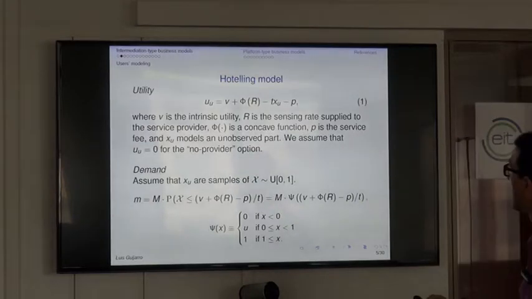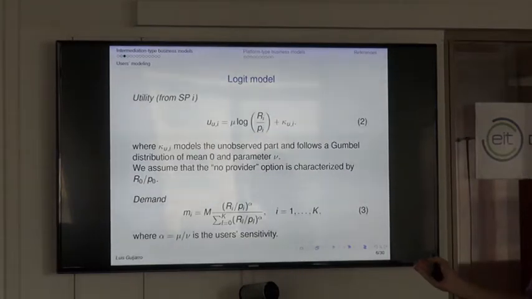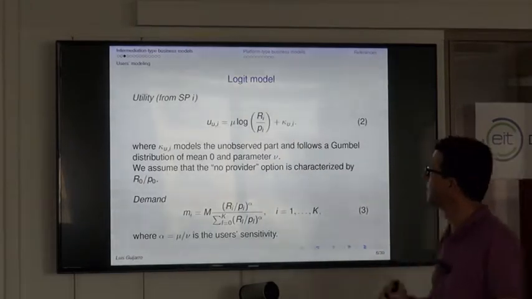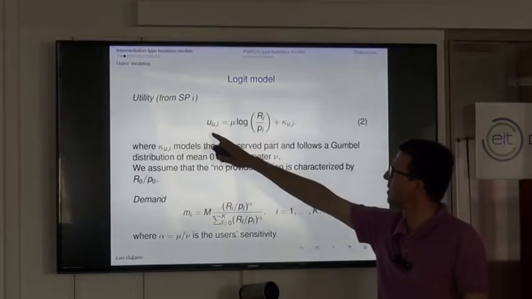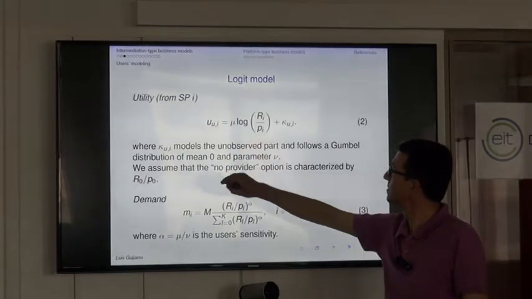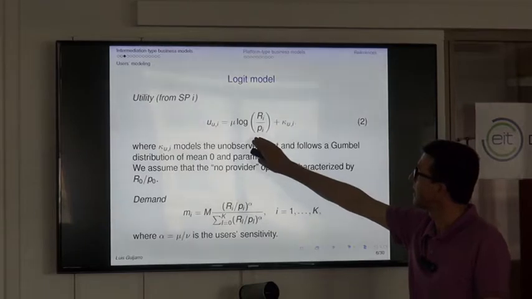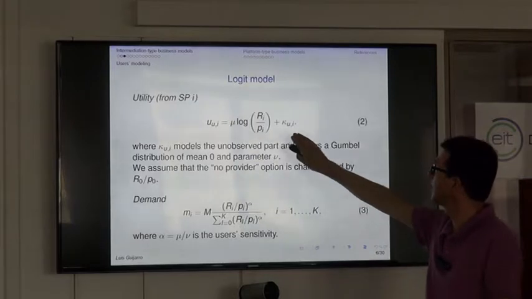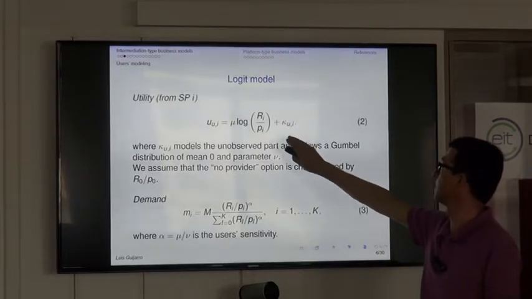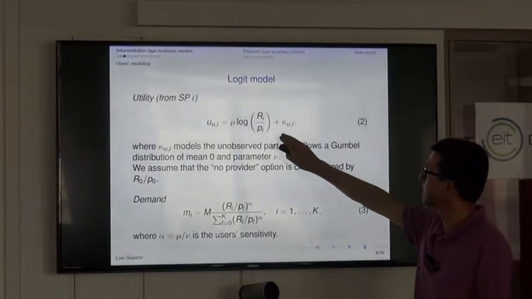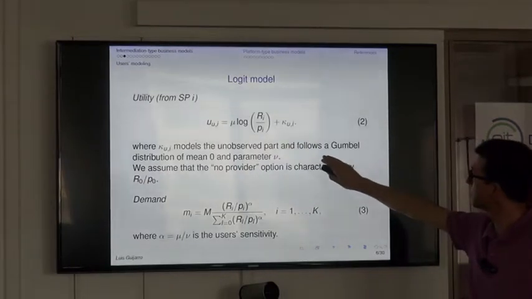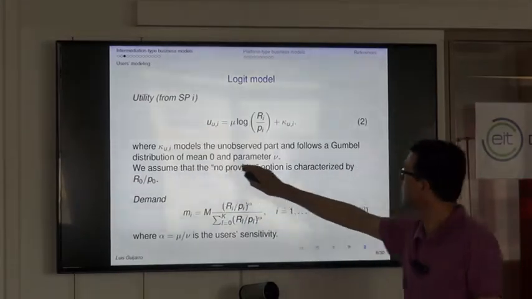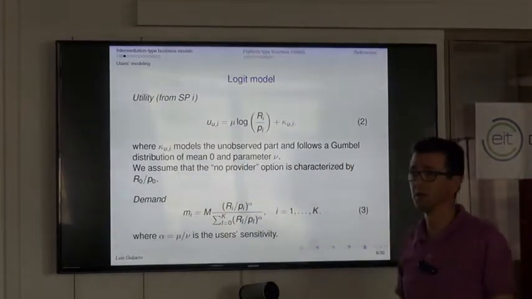Okay. An alternative model for the user might be this logit model. In a logit model, the utility of a user has, say, an observed part, an objective part, and an unobserved part. When this unobserved part is modeled as a Gumbel distribution, okay, the model is called logit model.